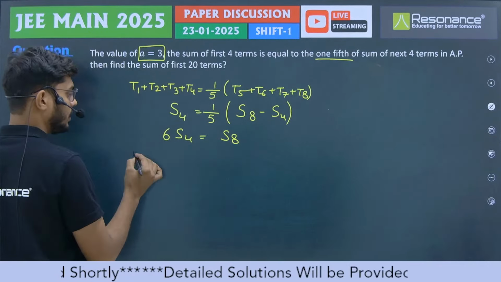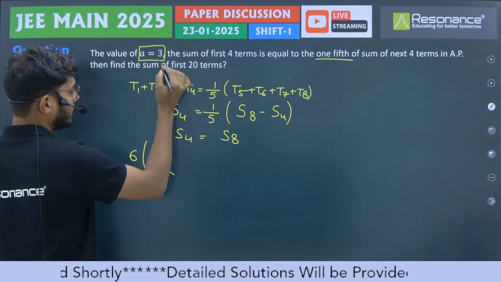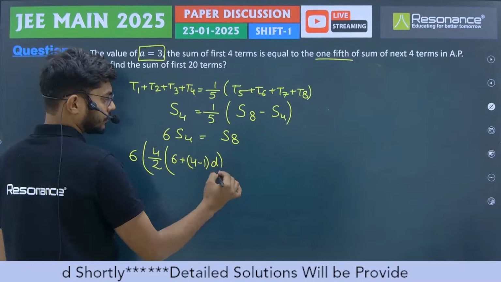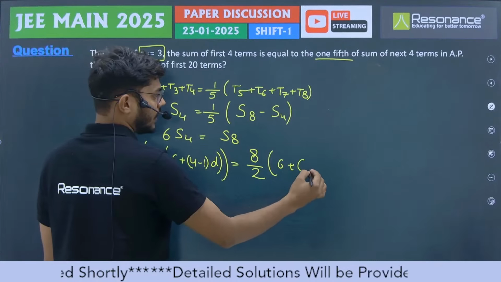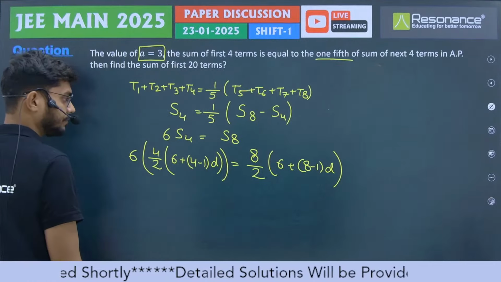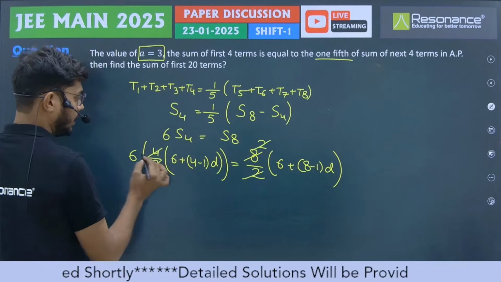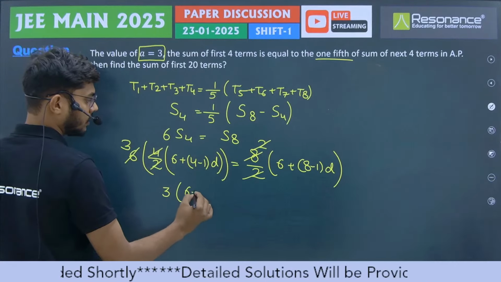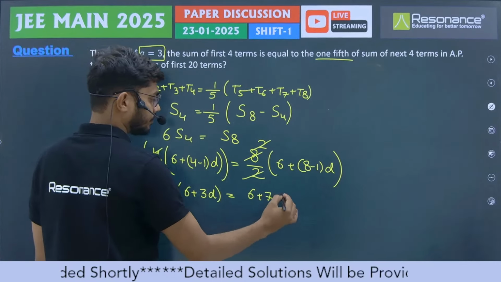What is the summation formula of AP? n by 2, n is 4, 4 by 2, 2 times A, which is nothing but 6, plus 4 minus 1 into D. Then 8 by 2, 6 plus 8 minus 1 into D. Summation of AP formula basically, 2A plus n minus 1 into D. 2 to cancel out, 4, 2 is 8, 8, 3 is 6. What I got here? 3 times of 6 plus 3D is equal to 6 plus 7D.